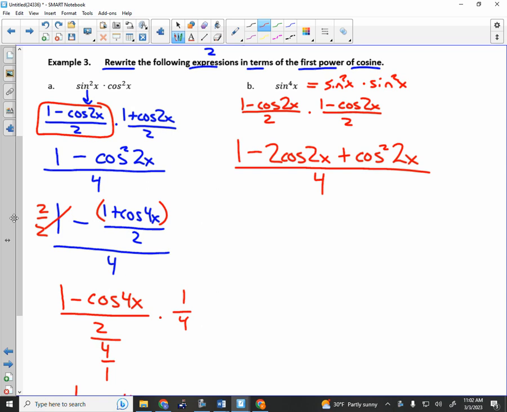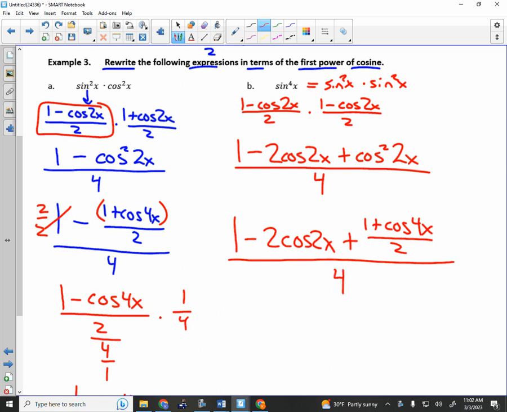Okay, so that was our first step, and it looks like in this situation we've got all cosines now, don't we? And we have a cosine to the first power here, but we don't have a cosine to the first power there. So this thing is the one thing we've got to work with now. So what do we want to insert for cosine squared of 2x? 1 plus cosine of 4x over 2, all over 4.